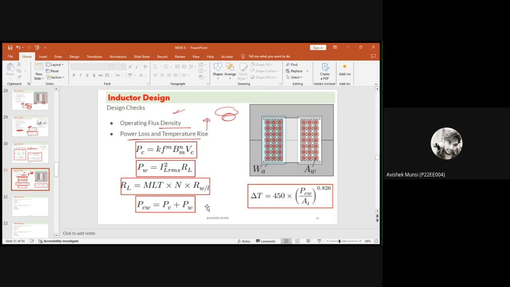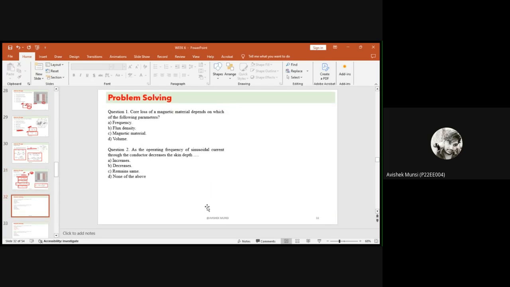If you have any doubt, I'm giving a question. I give two questions, try to answer them, and if you have any doubt you can also ask. Core loss of magnetic material depends on which of the following factors? And as the operating frequency of sinusoidal current through the conductor decreases, will the skin depth increase, decrease, or remain the same? Try to answer these two questions.